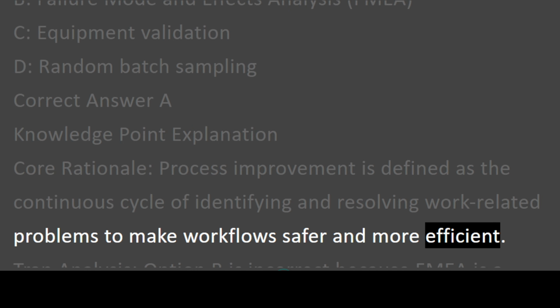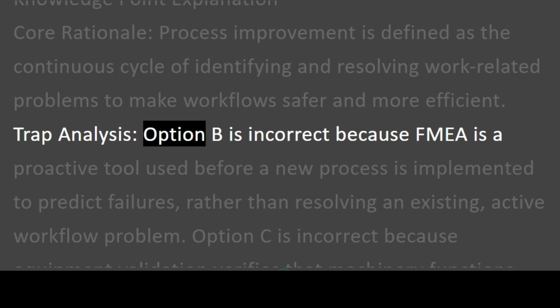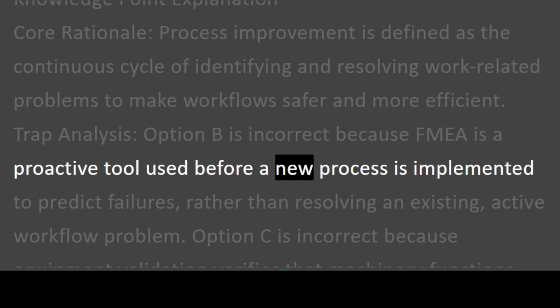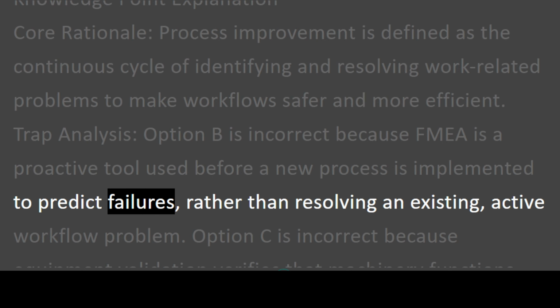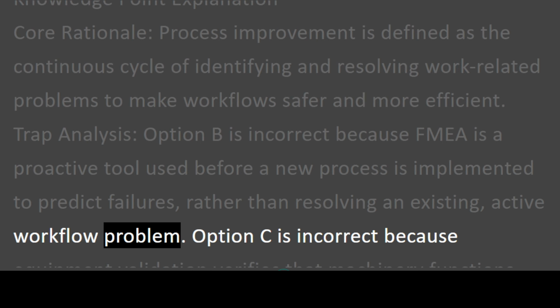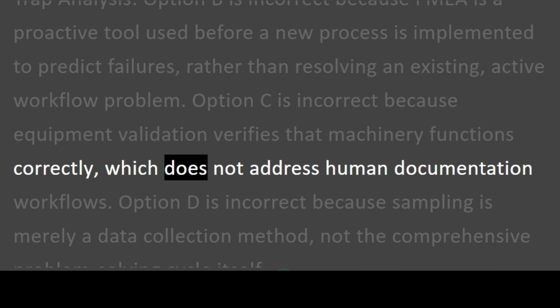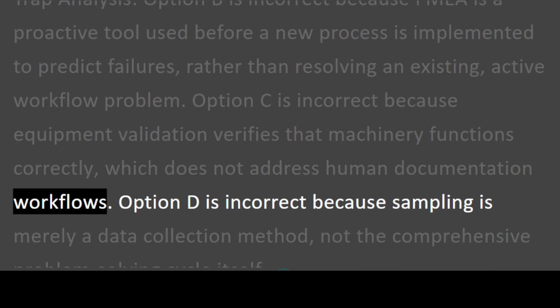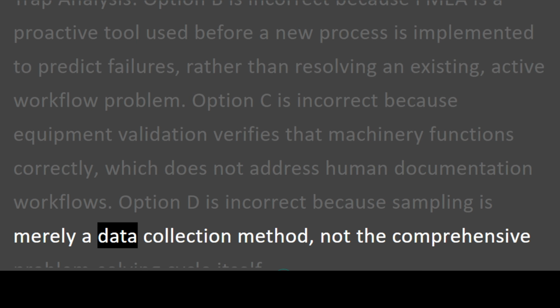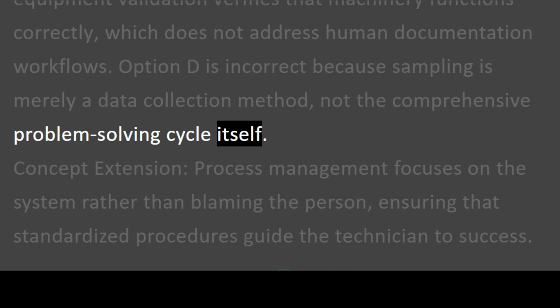Trap analysis: option B is incorrect because FMEA is a proactive tool used before a new process is implemented to predict failures, rather than resolving an existing, active workflow problem. Option C is incorrect because equipment validation verifies that machinery functions correctly, which does not address human documentation workflows. Option D is incorrect because sampling is merely a data collection method, not the comprehensive problem-solving cycle itself.